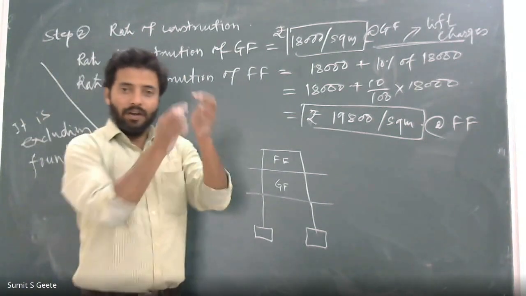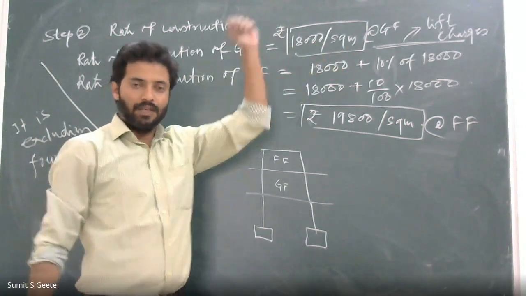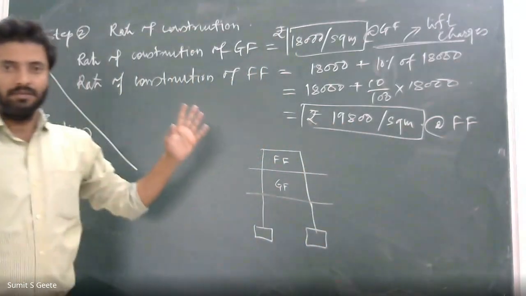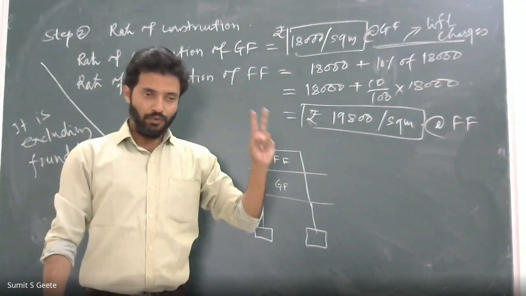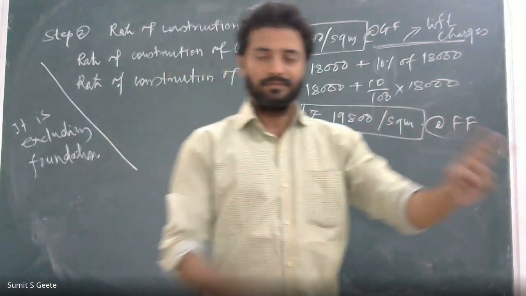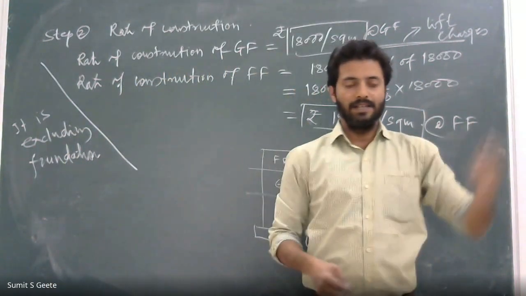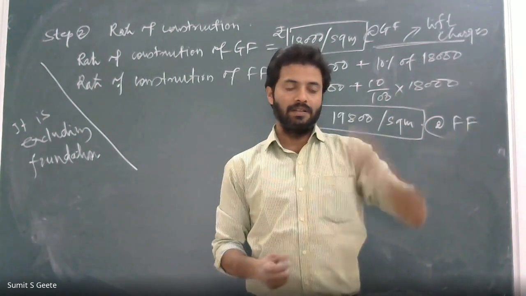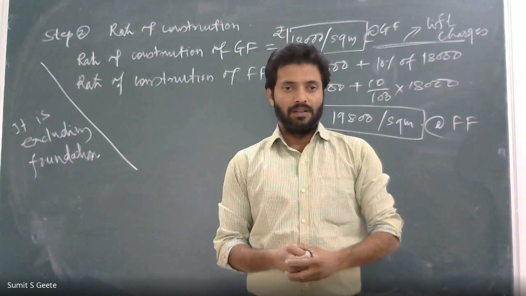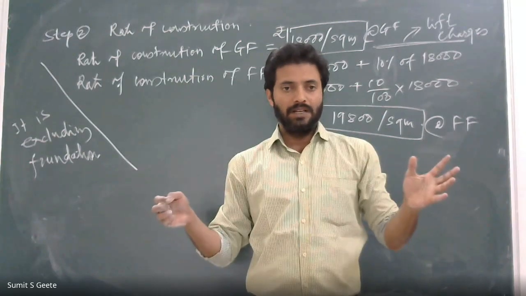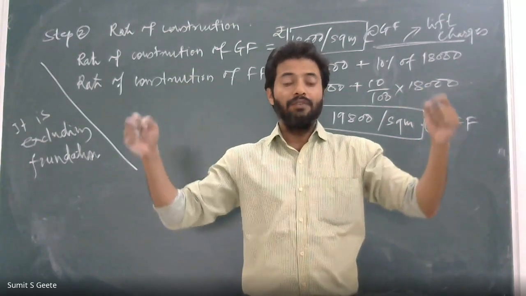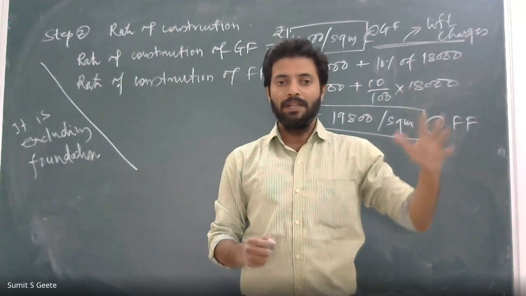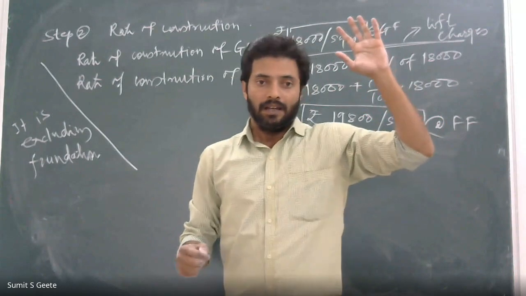Now, the building is always divided into two parts. The first part is called superstructure, the second part is called substructure. We have seen this in that CSE. So what exactly is the substructure? Substructure is that part of building which is below the plinth level. That part is basically called substructure.